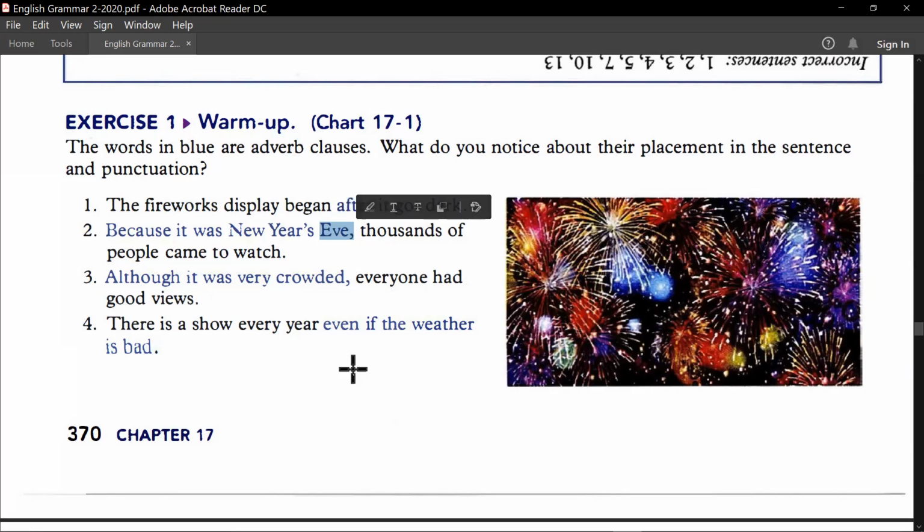Notice the comma, the pause. The adverb clause preceded the main clause. That's why we use a comma to signify the pause. Here it's the same: the adverb clause came before the main clause and we used a comma. And here we have the adverb clause following the main clause and we don't use a comma.